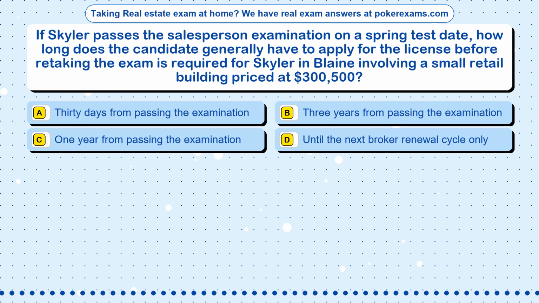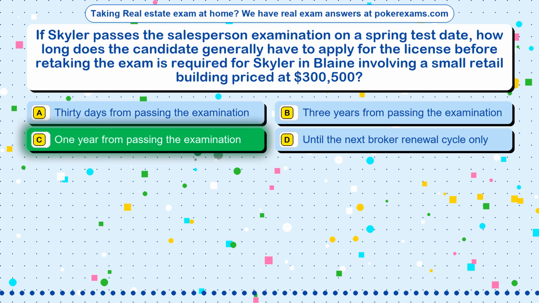Question 55. If Skylar passes the salesperson examination on a spring test date, how long does the candidate generally have to apply for the license before retaking the exam is required for Skylar and Blaine involving a small retail building priced at $300,500? Option A, 30 days from passing the examination. Option B, 3 years from passing the examination. Option C, 1 year from passing the examination. Option D, until the next broker renewal cycle only.